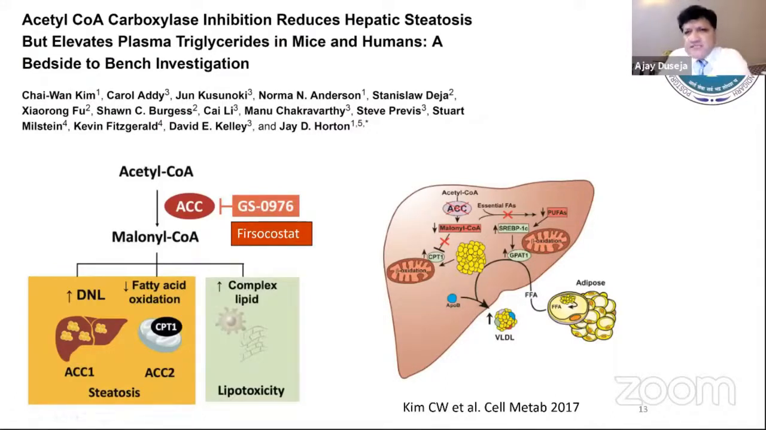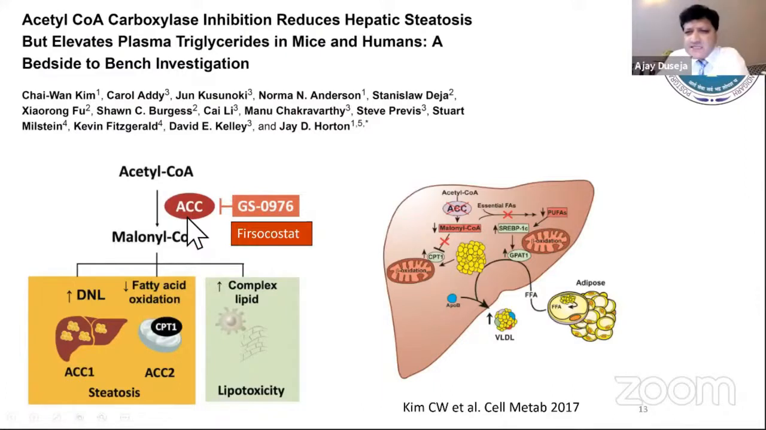This is a molecule which is an ACC inhibitor. Again, for the sake of residents, what is ACC, or acetyl-CoA carboxylase? There are 2 kinds of ACC enzymes, ACC1 and ACC2. ACC1 is predominantly in the cytosol, and ACC2 is predominantly in the mitochondria. The ACC enzyme is involved in converting acetyl-CoA to malonyl-CoA, and malonyl-CoA is then involved in de novo lipogenesis, and this also reduces the fatty acid oxidation.